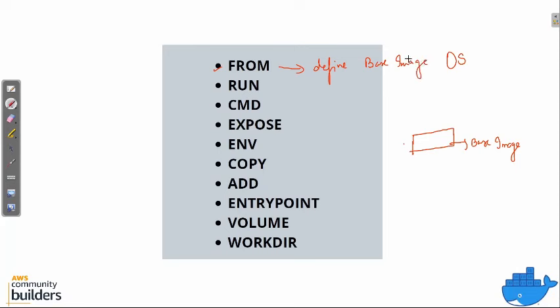Now it can be pulled from Docker Hub, as I've already told you in the architecture of Docker. Whenever we write docker run something, it will search for that image. If it is not there in the local registry, it will go to Docker Hub and find it from there. So basically this base image can also be pulled from Docker Hub.